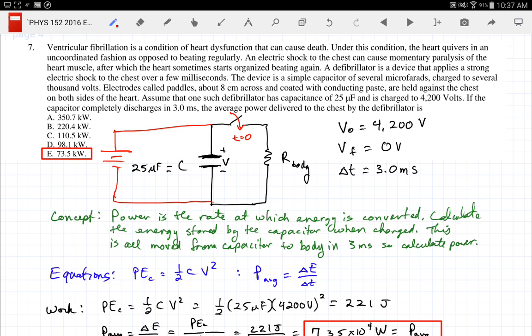You have the capacitor that you charge up to 4,200 volts. And so you're storing energy, because that's what capacitors do. They store energy in either a charge separation or electric field, depending on which way you want to talk about it. And then you're going to dump that energy through the body in 3 seconds. And the question was about the power. And so power is the rate at which energy is converted.